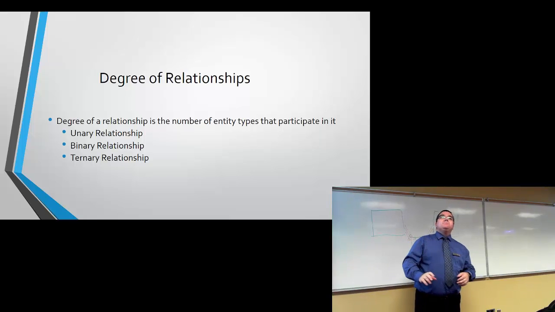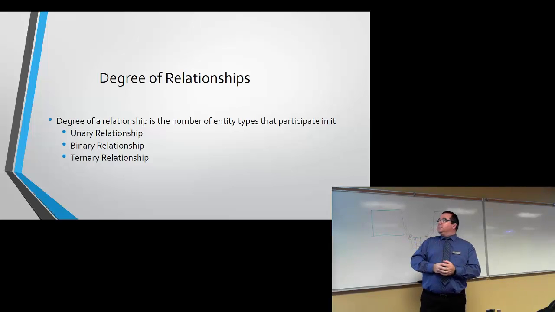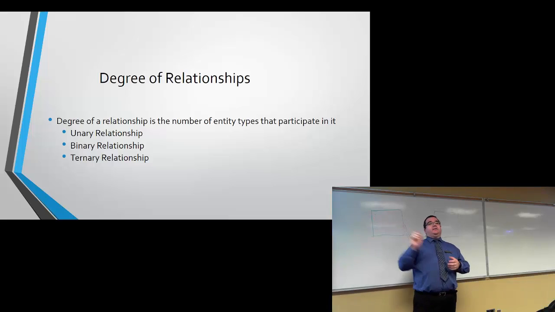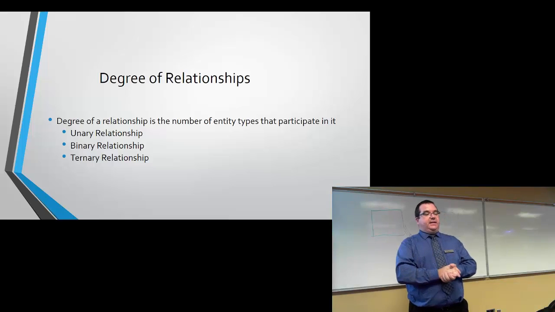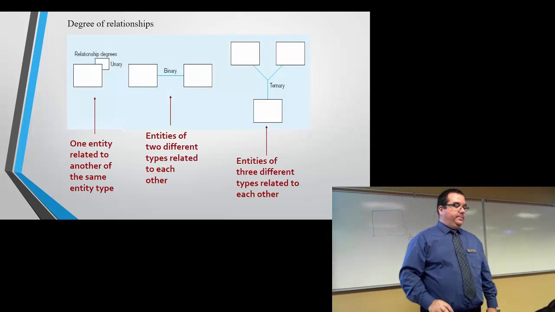All right. Remember earlier I was talking about the different kinds of relationships and how I'd be using a different set of terminology? This is it. Degrees of relationships. And I've actually got a little picture in a second. Degree of relationship is the number of entities that are participating in it. You've got unary, binary, and ternary. Man, I hate that terminology. I'll bring up the picture. Okay.